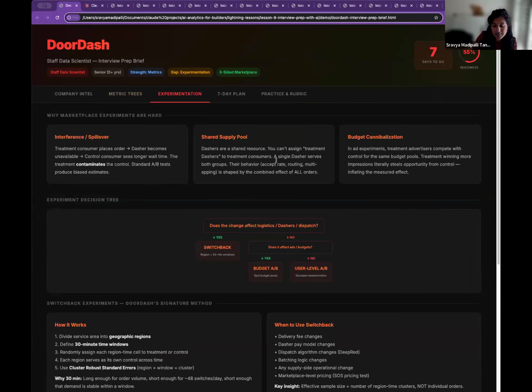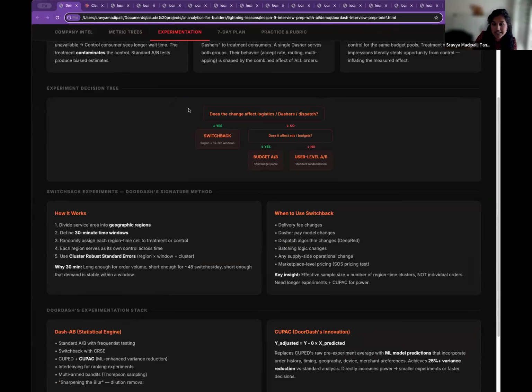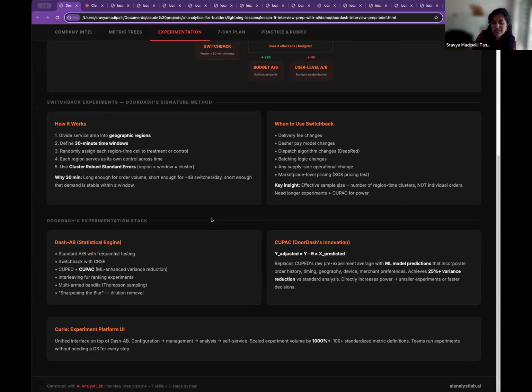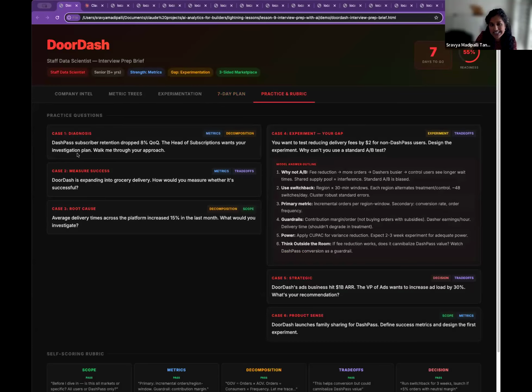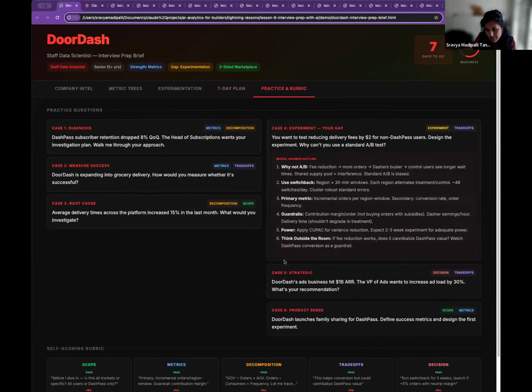And then for experimentation, what type of experimentation happens? Like, when do you do this? This is almost like a brief cheat sheet doc on what Claude Code or AI helped you understand about how you want to go about preparing for your interview. And this is a 7-day plan. Do this on day 1, day 2, day 3, day 4 and 5, and communication rules, practice, and a rubric on how it goes.